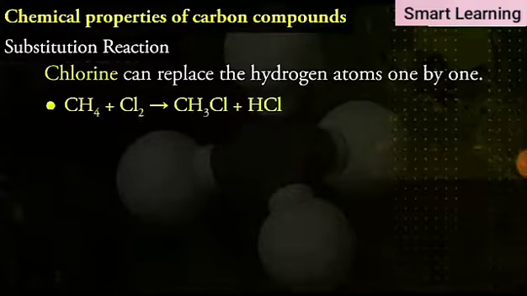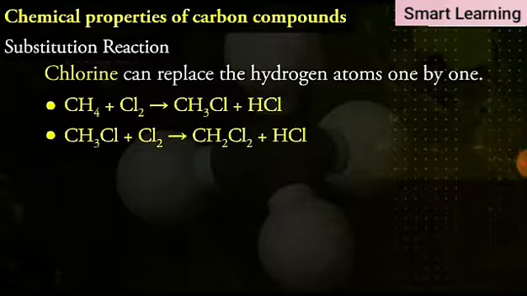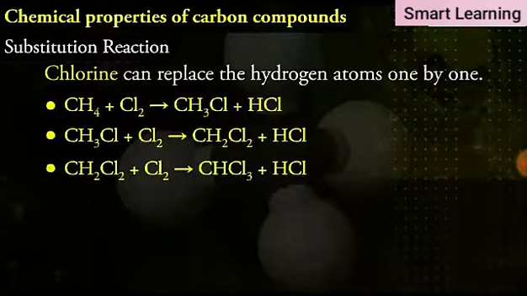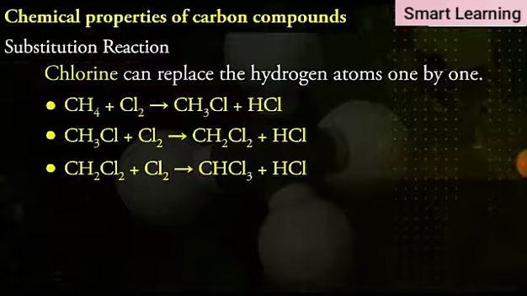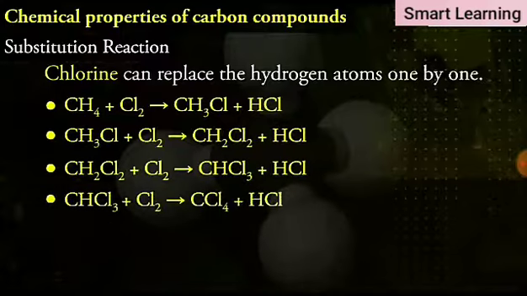CH4 plus Cl2 gives CH3Cl plus HCl. CH3Cl plus Cl2 gives CH2Cl2 plus HCl. CH2Cl2 plus Cl2 gives CHCl3 plus HCl. CHCl3 plus Cl2 gives CCl4 plus HCl.